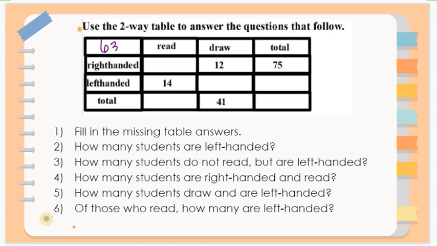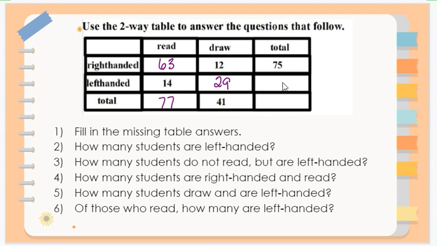Oh, wrong spot. Goes there. All right, now I can find the total for reading, 63 plus 14. That means a total of 77 students like to read. I can find the missing value here in the center for drawing. I know 12 right-handed students like to draw. I don't know how many left-handed students want to draw, but a total of 41 kids like to draw, so I can work backwards by doing 41 minus 12. And of course, I want you using your calculator if I didn't say that earlier. So that'll be 29. So 12 plus 29 equals 41.